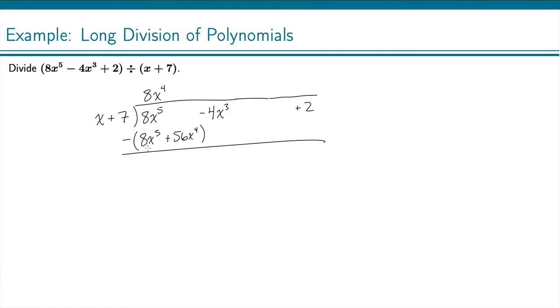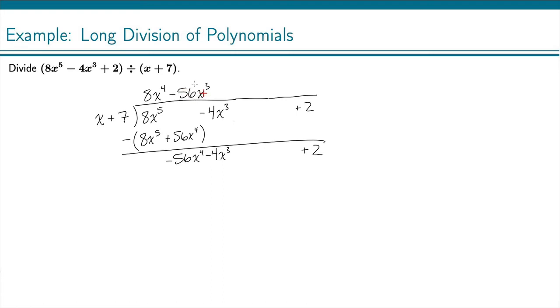So 8x to the fifth cancels, and then we have nothing here, minus 56x to the fourth. So that's negative 56x to the fourth. And then these two things we can just carry down. And again, we'll leave the spaces as we do that. And then we do it again. We're going to take this negative 56x to the fourth, divide it by x. And we get a negative 56x to the 3.